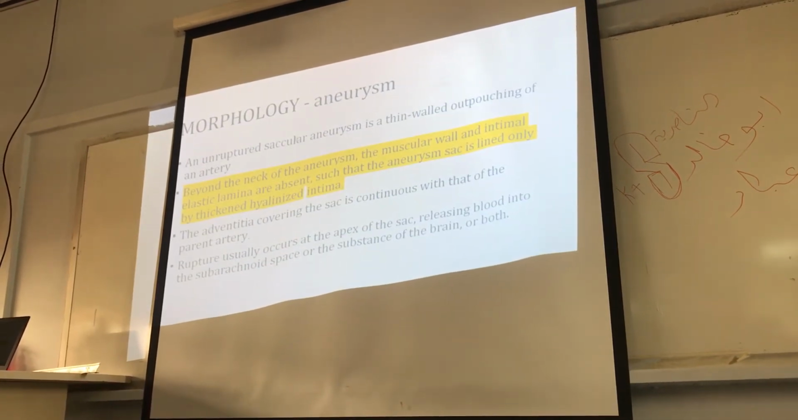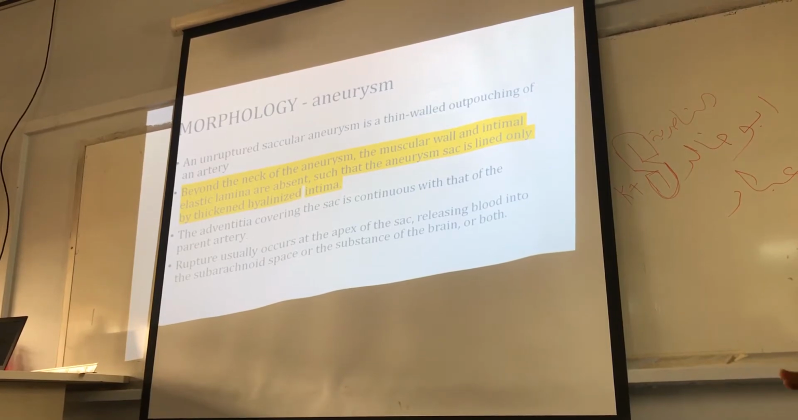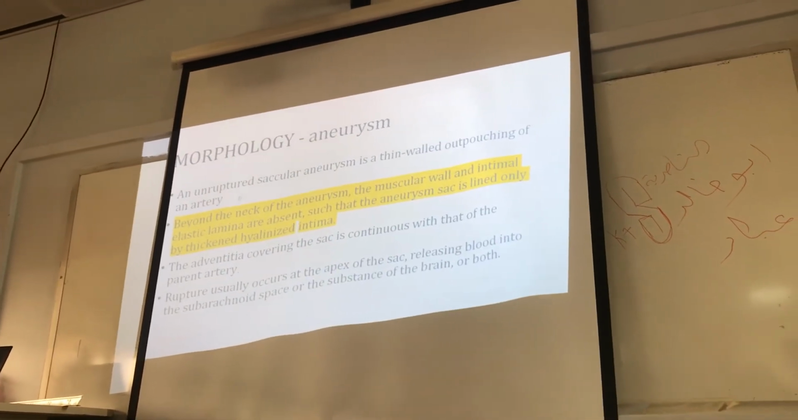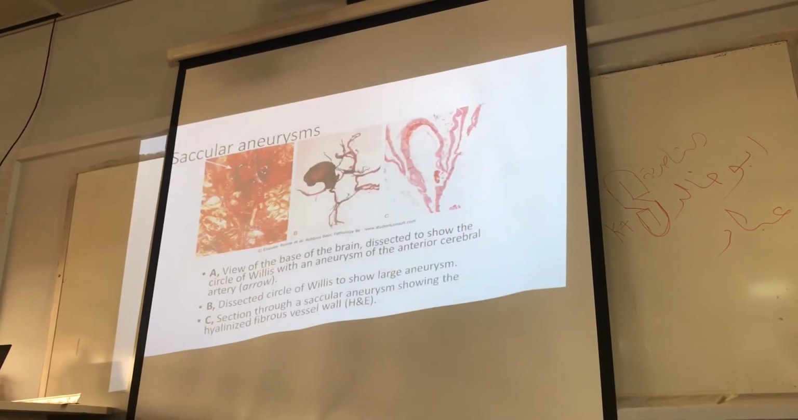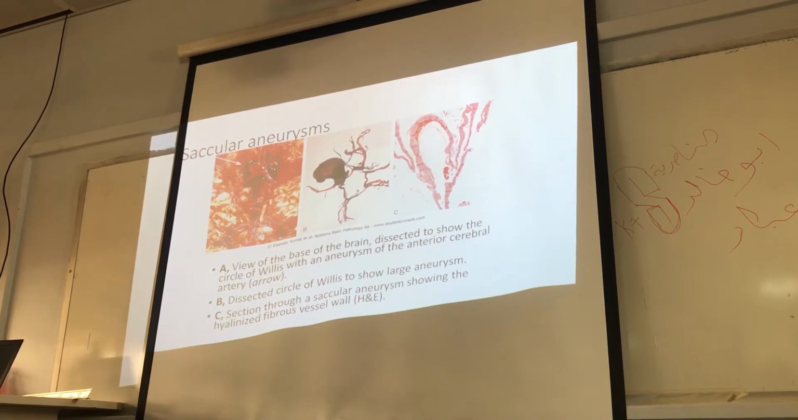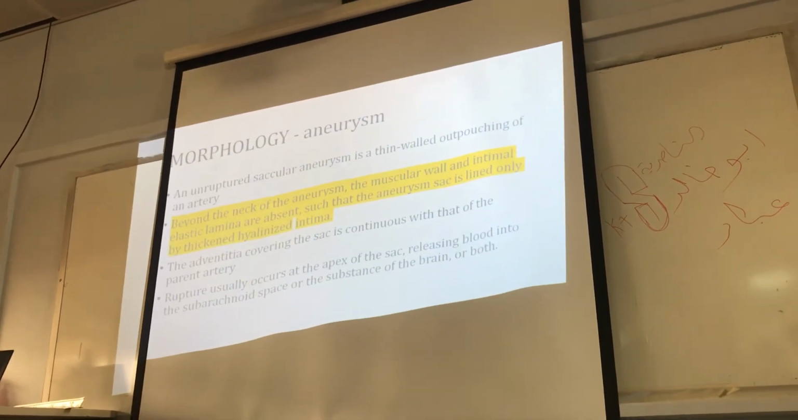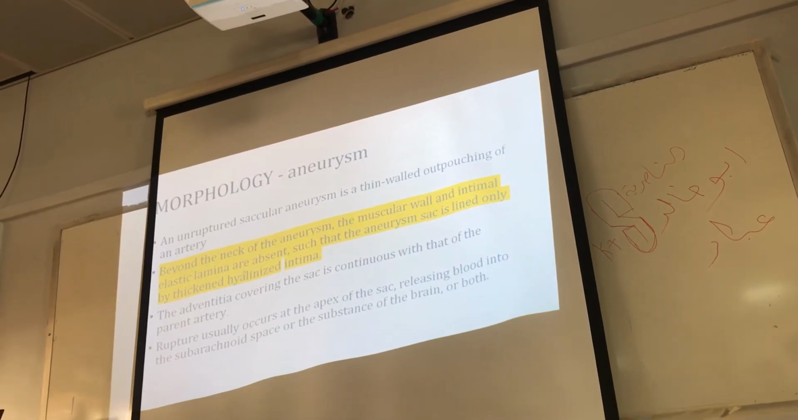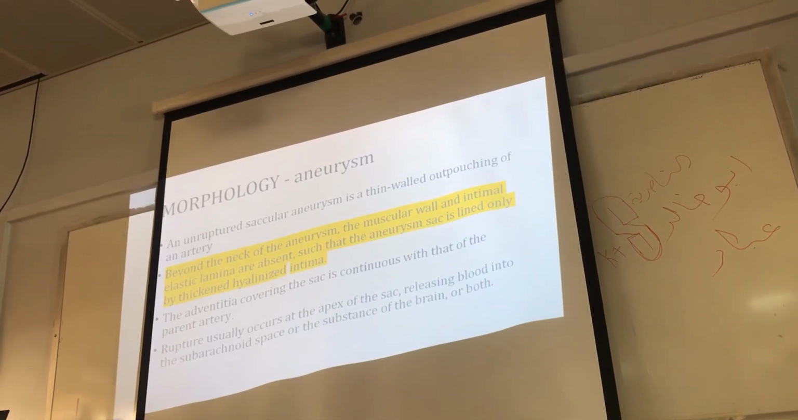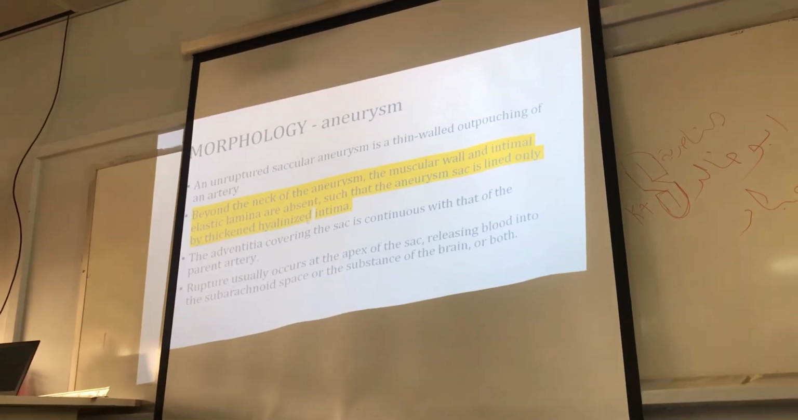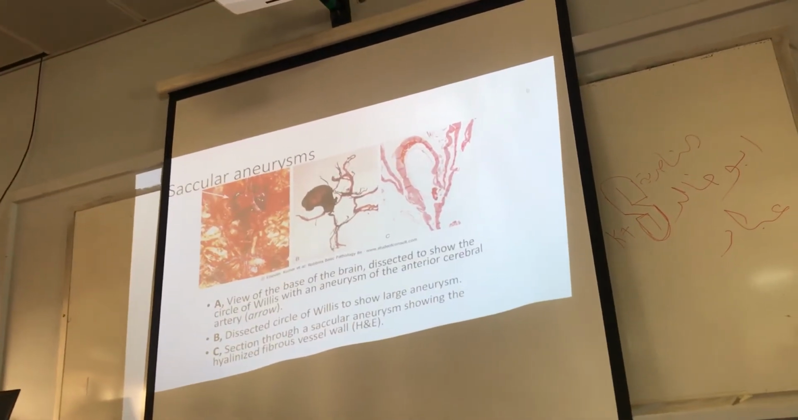So here, what is the morphology? An unruptured aneurysm is a thin-walled outpouching of an artery. Outpouching means it is forming a pouch, a bag, something like that. Beyond the neck of the aneurysm, the muscular wall and intimal elastic lamina are absent, such that the aneurysm sac is lined only by thickened intima.